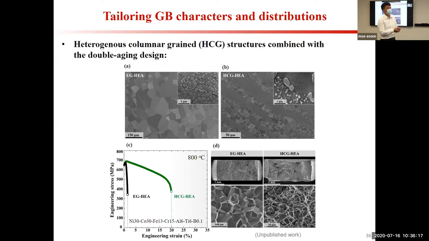So we recently proposed a new design based on introducing a heterogeneous columnar grain structure combined with the double aging treatment. We can see the conventional microstructure produced by the equiaxed grain structure, and also the newly developed structure based on the heterogeneous columnar grain structure. Inside these grains, we can also see the duplex microstructure of the precipitation. By this design, we can greatly increase the fracture resistance of this material even at a temperature of 800 degrees C. The tensile ductility is increased from about 2% to 20%, and we achieved a very ductile fracture mode.